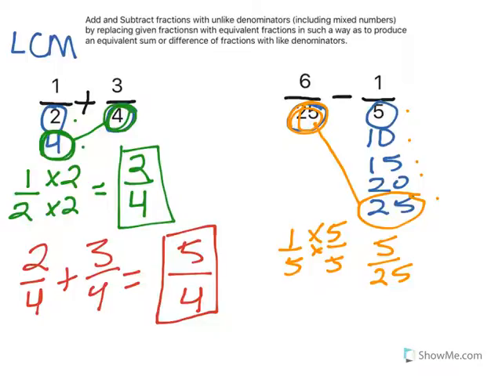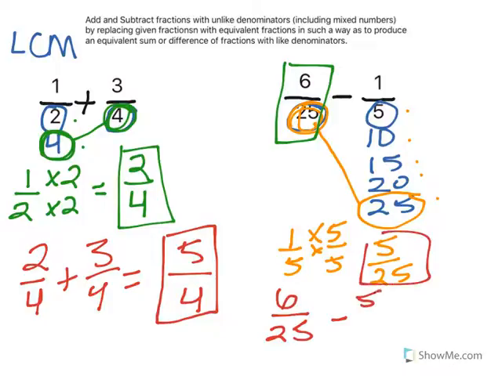Now we look at this one. Do we have to change this? No, because this one already has 25 as its denominator, so we can just go ahead and subtract. This is the only part that's different from addition. So we have our 6/25 minus our new fraction right here, which is our 5/25, which will get us our answer of 1/25.